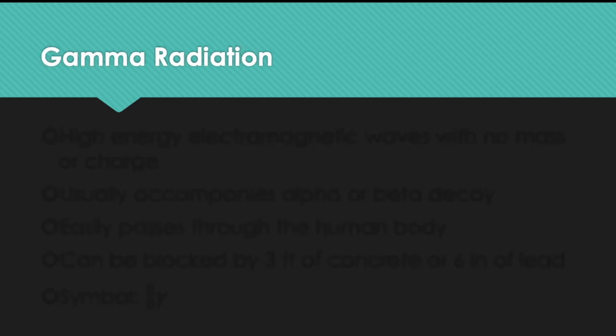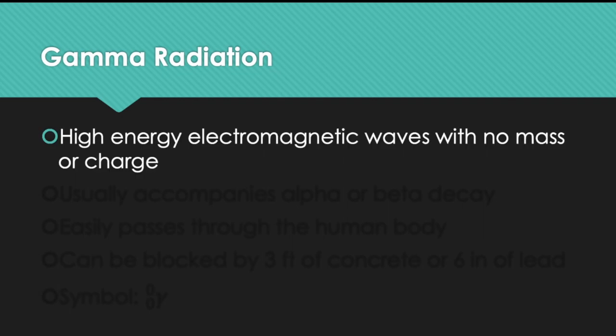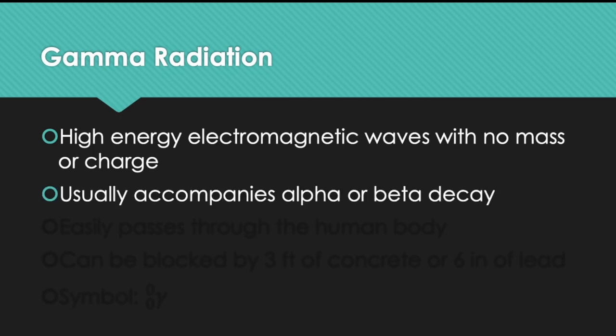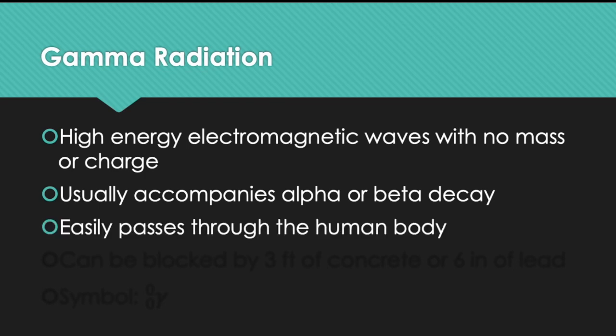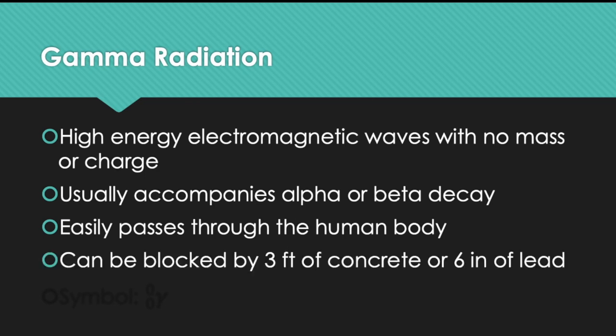Lastly, we have gamma radiation. Gamma radiation is high-energy electromagnetic waves, which means it has no mass and no charge. This is the very dangerous type of nuclear radiation. It usually accompanies an alpha or a beta decay, but because it has such high energy, it easily passes through the human body and therefore can damage cells and DNA when it does so. It's also much more difficult to block. To block gamma radiation, you need at least 3 feet of concrete or 6 inches of lead.